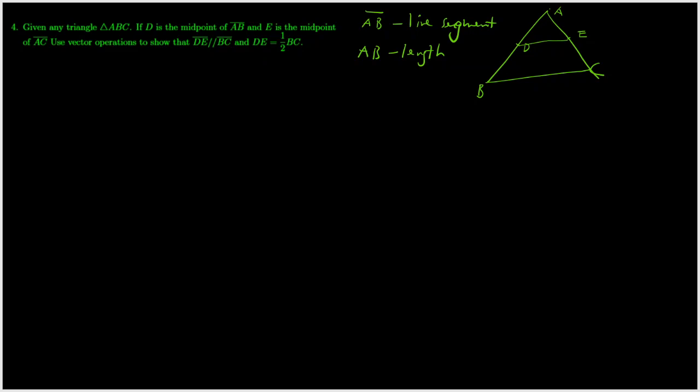I'm pretty sure you can recall a property you learned in high school. The line segment DE is parallel to the line segment BC for whatever triangle, okay? And the length of DE is half as long as BC. That's the property you learned in high school. In high school, you proved that using similar triangles, right? But here we're going to use the knowledge of vectors to prove that.